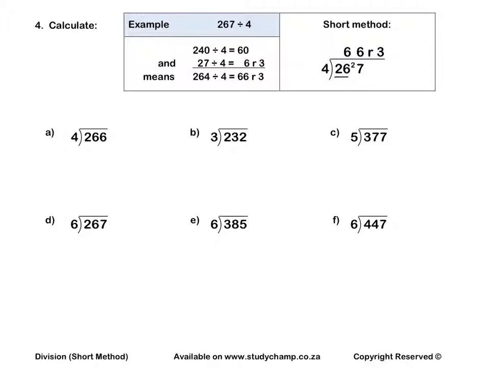Let's do D together. 6 can't fit into 2. 6 fits into 26 4 times, because 6 times 4 is 24, so the remainder is 2. Then 6 fits into 27 4 times, remainder 3. Press pause to answer question 4. Use the memo to mark all your answers when you are done.